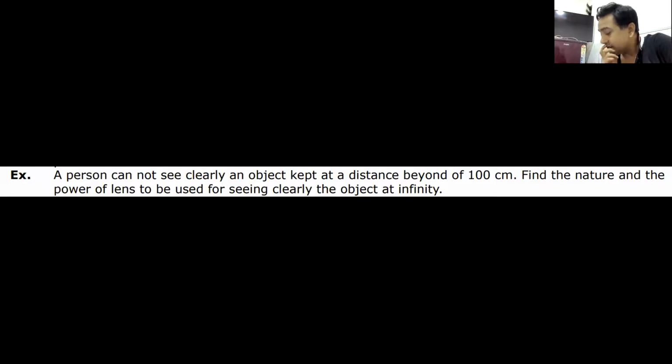And here is the description of the patient, and I want you to correct his vision. A person, and I hope that you are able to help him. A person who cannot see clearly an object kept at a distance of 100 centimeter. Find the nature and the power of the lens to be used for seeing clearly the object at infinity. So you have got a patient. 100 centimeter is the farthest he can see.